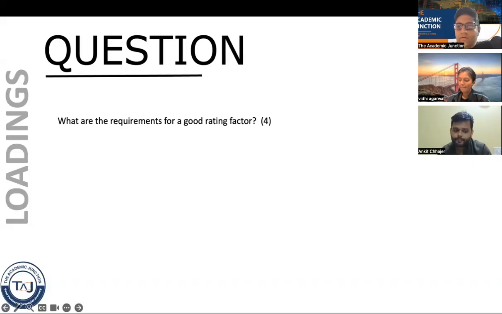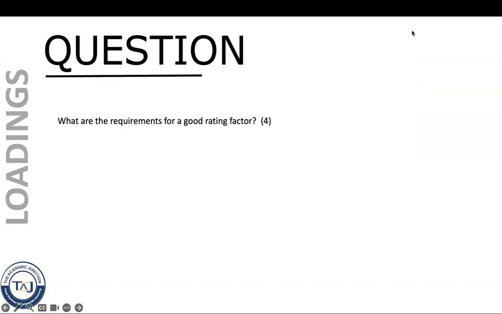Next, Ankur. Enough data should be available to have a good rating for that factor. Enough data. I will give it to you, but it's not a textbook answer, by the way. It's a good point, but we'll explain why it's not a textbook answer. All right, next. That rating factor should be acceptable to the market. Very good point.